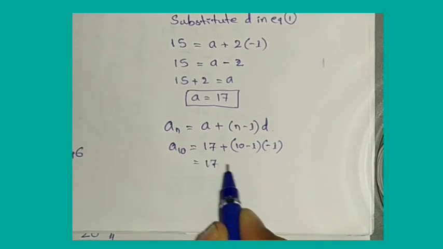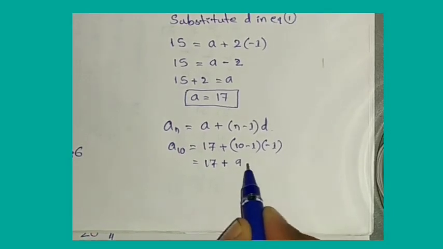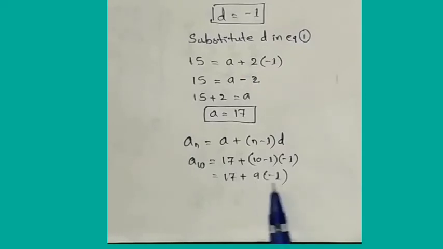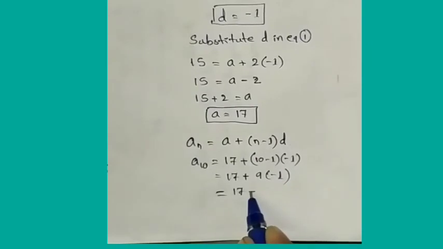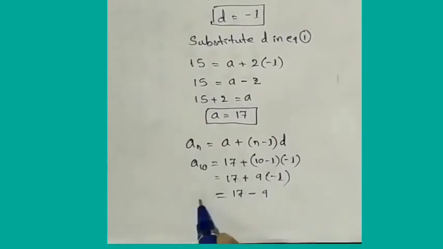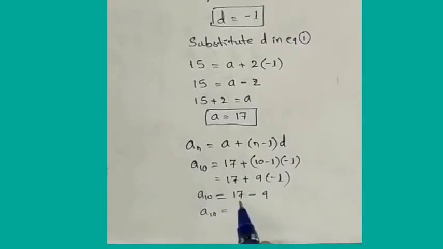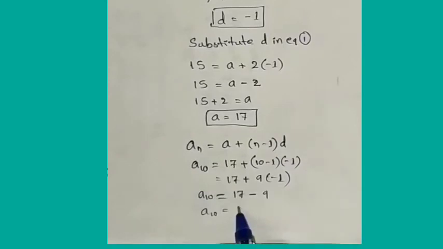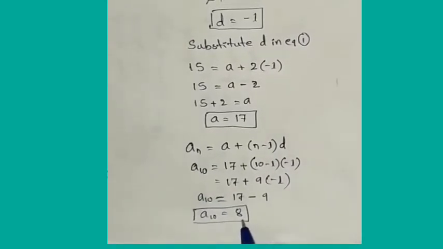So 17 plus, before writing the sign, see here, 10 minus 1 will be 9. So here 9 into minus 1. So 17 plus into minus, it is minus, 9 ones are 9. So a10 equal to 17 minus 9. So here we will get 8. So our answer is a10 equal to 8.